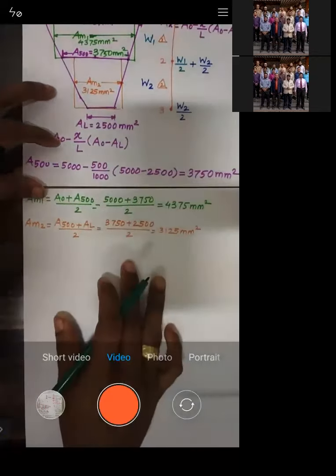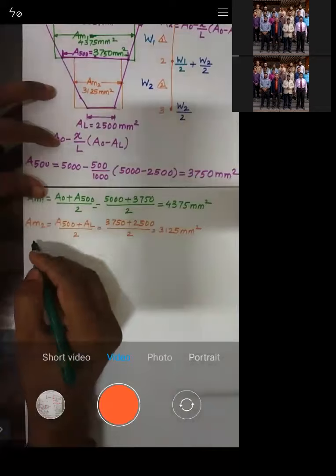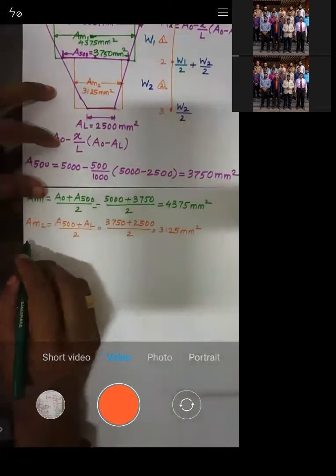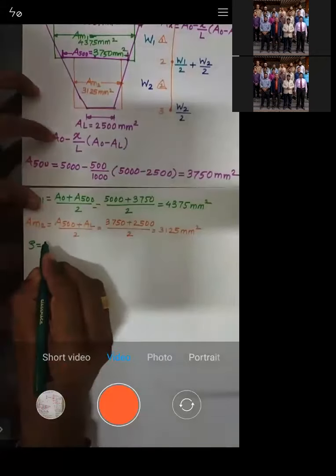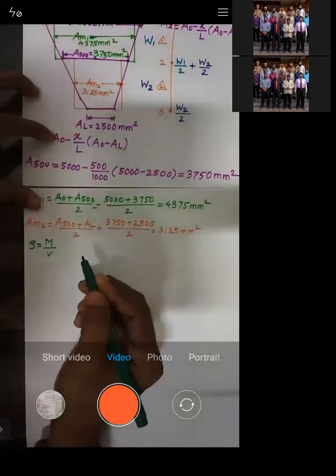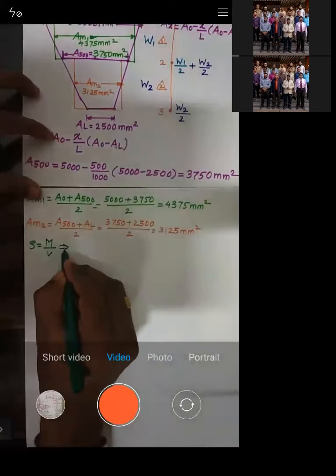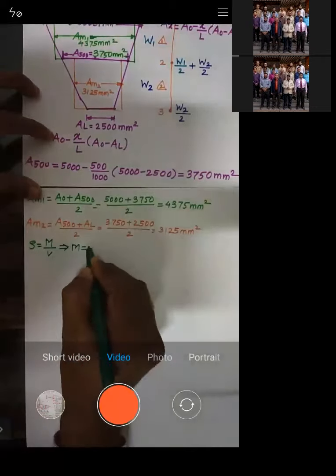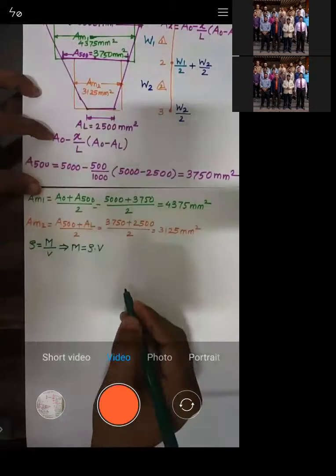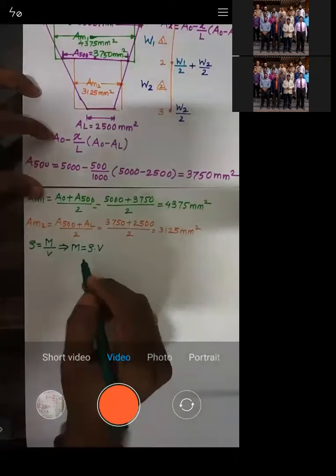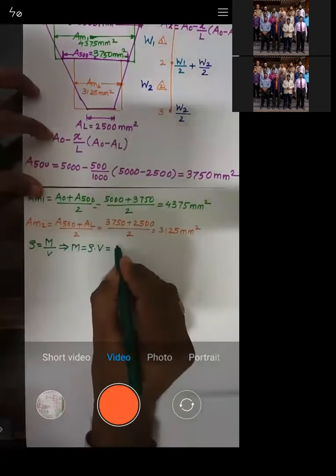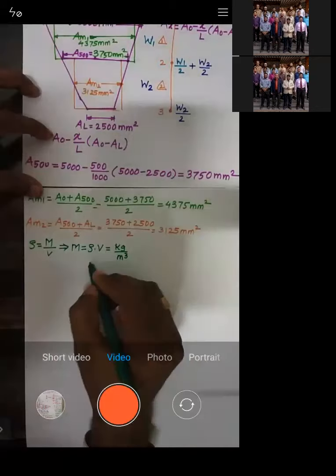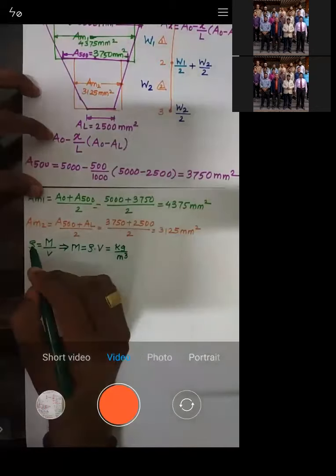If I ask you what is the formula for density, how will you calculate density? Density is given by mass upon volume, right? So if I need to calculate mass, it is given by density into volume. Mass is equal to density into volume. So if I give you the density in kg per meter cube, that is the unit for density.